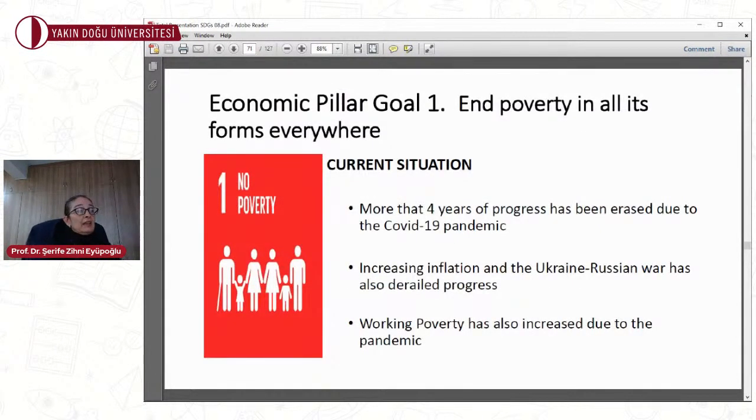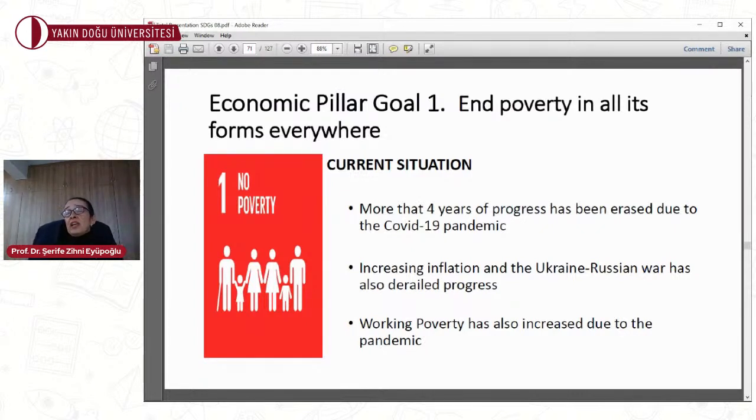Okay, let's take a look at the 5 goals that come under the economic pillar. What is goal number 1? It is no poverty. What is the current situation? Unfortunately, this is very sad, but due to the COVID-19 pandemic, the 4 years of progress that has been made regarding eliminating poverty has been zeroed. It has been erased. The pandemic has erased any progress that has been made over the last 4 years.